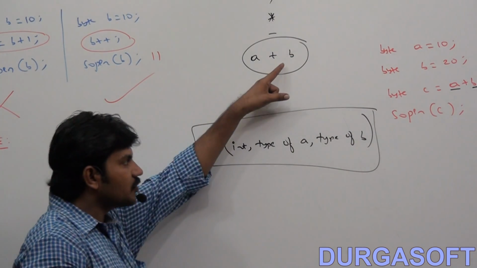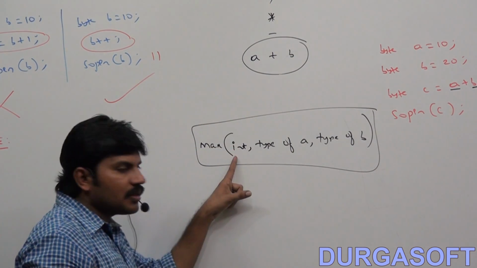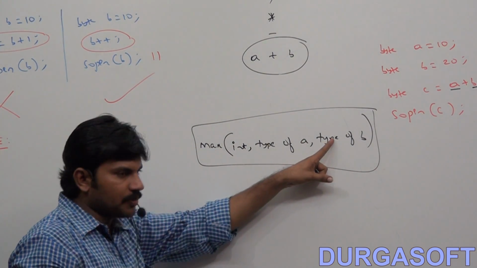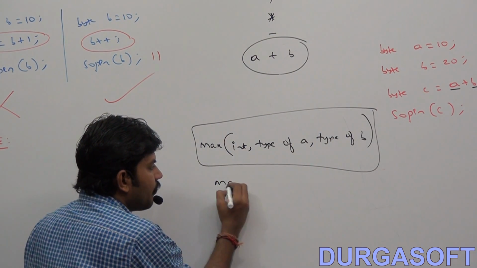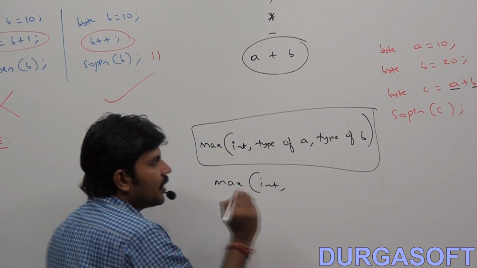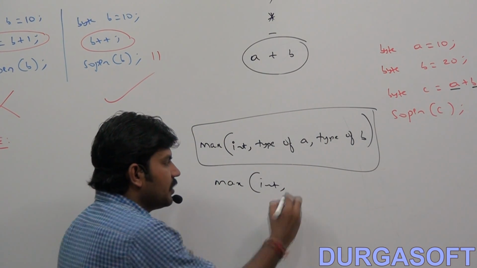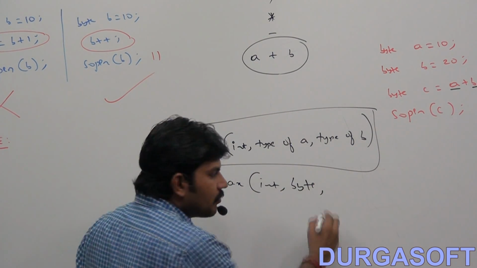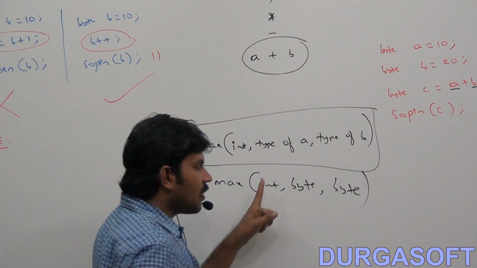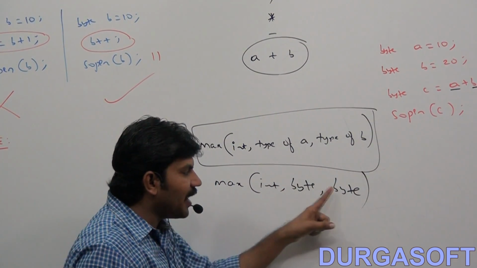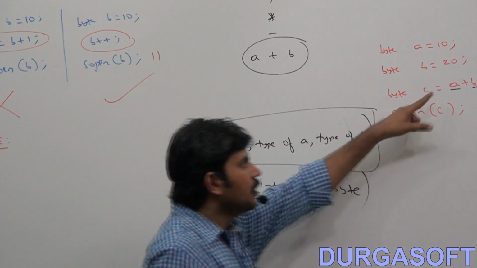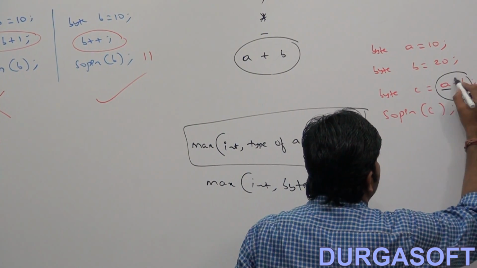Sir, this result is what type? Max of int, type of A, type of B. A is what type? Byte. B is what type? Byte. Sir, max of int, byte, which is the max? Int. That's why this result is what type? Int type.